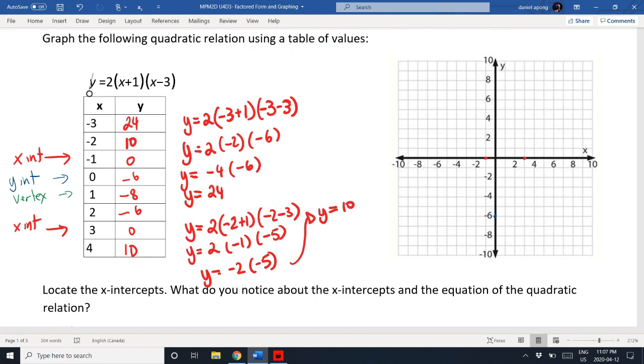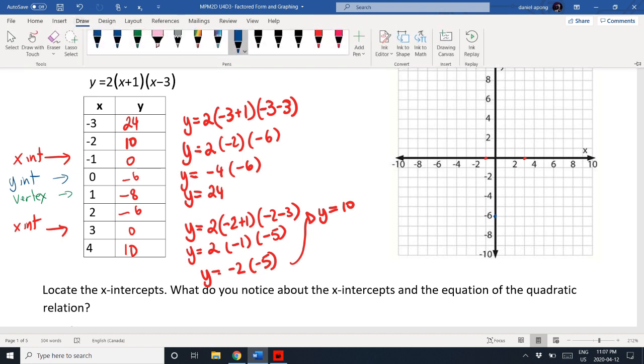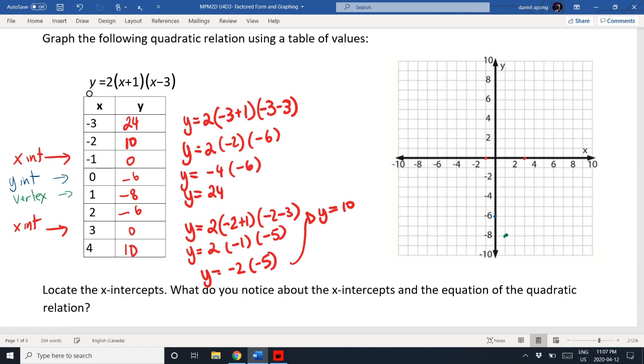That's our y-intercept there. And our vertex is when x is equal to 1, y is equal to 8. And we use green for that one. So let's use green here. Now you don't have to color code yours. I'm just doing this so you can see for visual effects. And we have our points there.